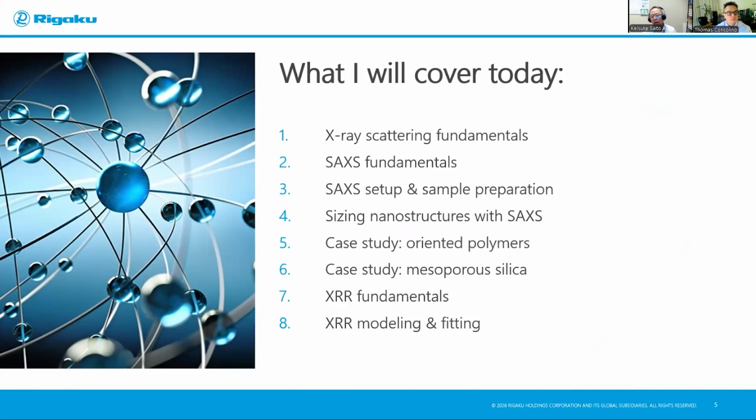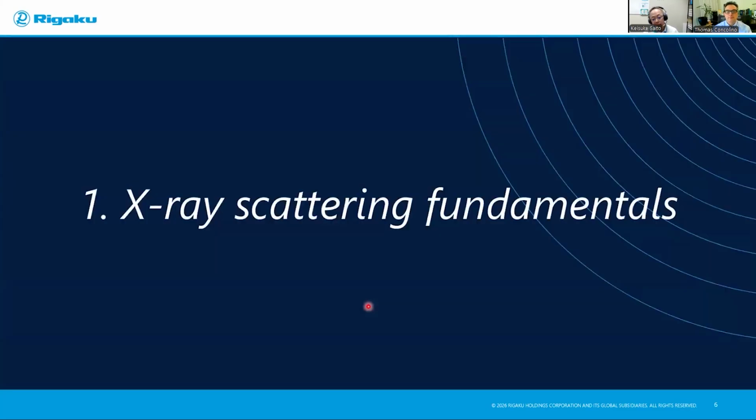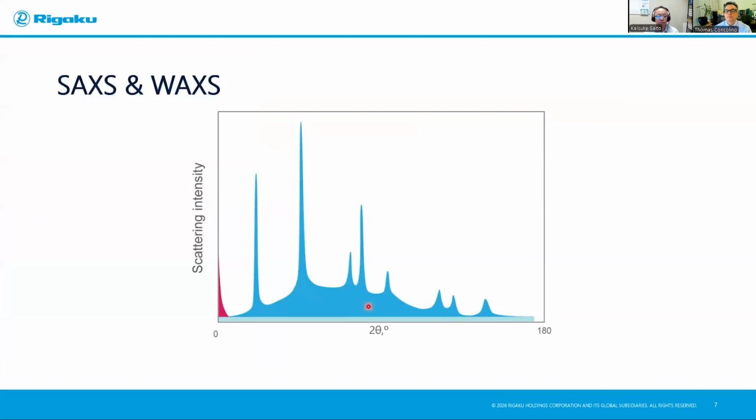Then I have two examples today, on oriented polymers and mesoporous silica, which is an isotropic case. Then I'm going to switch over to X-ray reflectivity, starting from fundamentals, and then we will discuss how we could do fitting with a model of the sample structure to extract the sample information. So let's get started. X-ray scattering fundamentals.